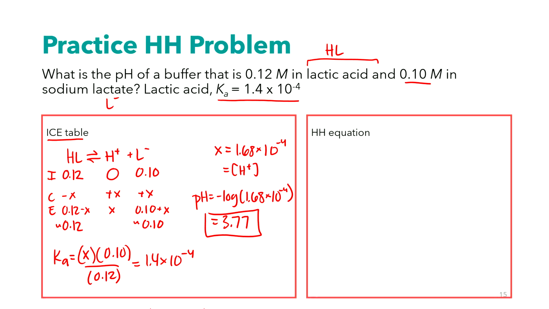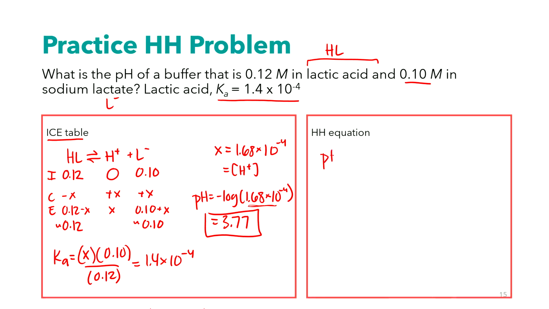That is our ICE table. We just did that for our common ion effect. All right, but now we're going to try the Henderson-Hasselbalch equation and make sure that it works. As a side note, yes, we did pass our 5% rule. Look, that's a much smaller number than 0.1 and 0.12, so we passed our assumption.